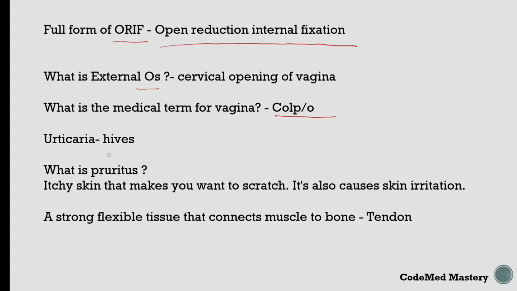Next question, urticaria means hives. What is pruritus? Pruritus means itchy skin that makes you want to scratch. It also causes skin irritation. Next question, a strong flexible tissue that connects muscle to bones is known as tendon. If the tissue connects bone to bone, it is known as ligament.